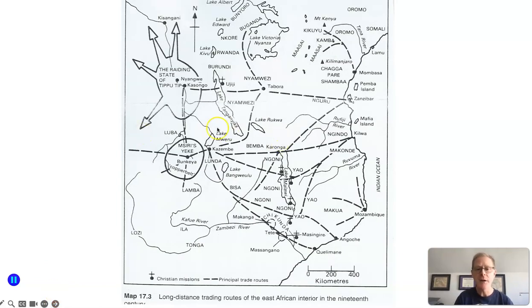Okay, well, we see it here. Once again, these long distance routes. We've got 3 of them that terminate at Kilwa. But once again, everything that's going to Kilwa then goes on to Zanzibar, because it's all controlled by, after the 1820s, the Omanis. All right.